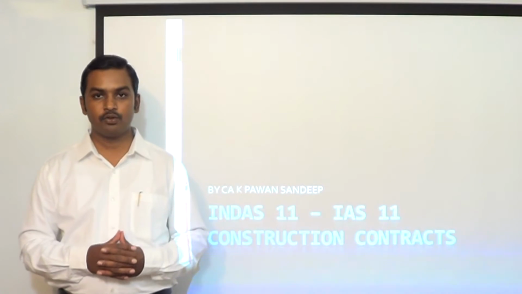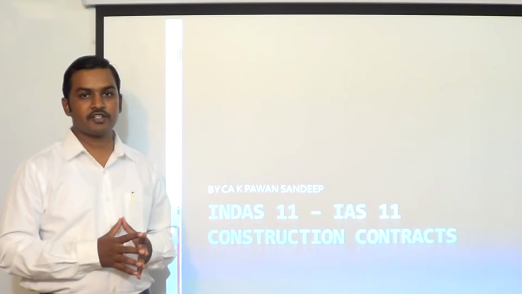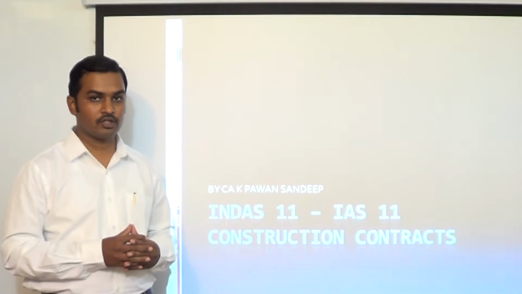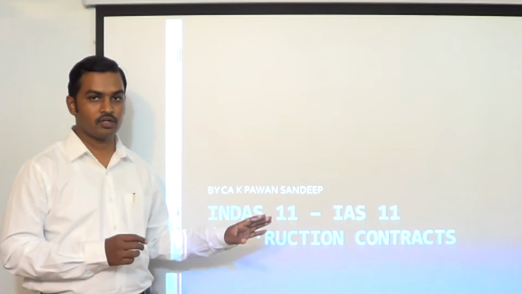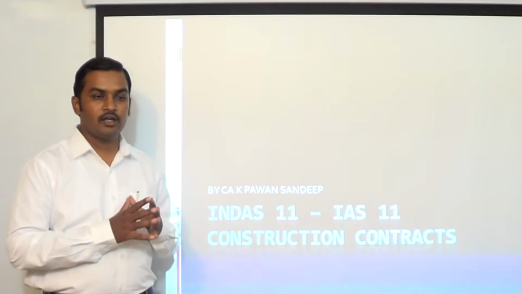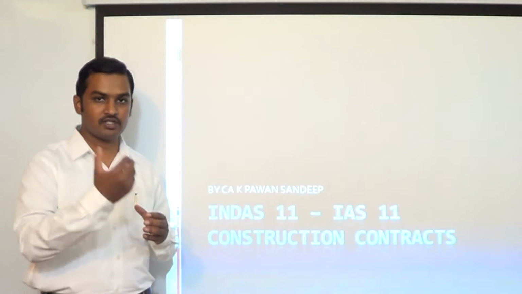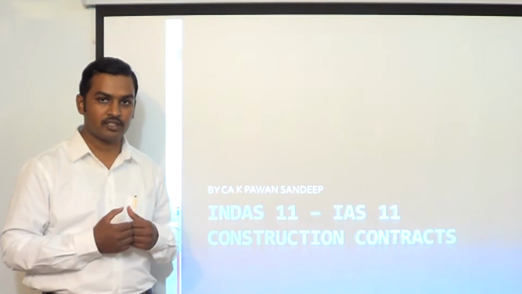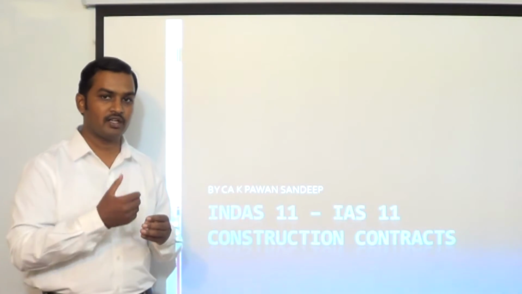In this lecture we are going to deal with construction contracts. Ind AS 11, and International Accounting Standard 11, deals with how to deal with construction contracts. So we are going to discuss how to do accounting for construction contracts in the books of the contractor. This standard does not prescribe how to do accounting in the books of the customer who is getting the construction work done, but the standard only prescribes how to do accounting in the books of the contractor who has undertaken a construction contract which has been granted to him by a customer. Okay.